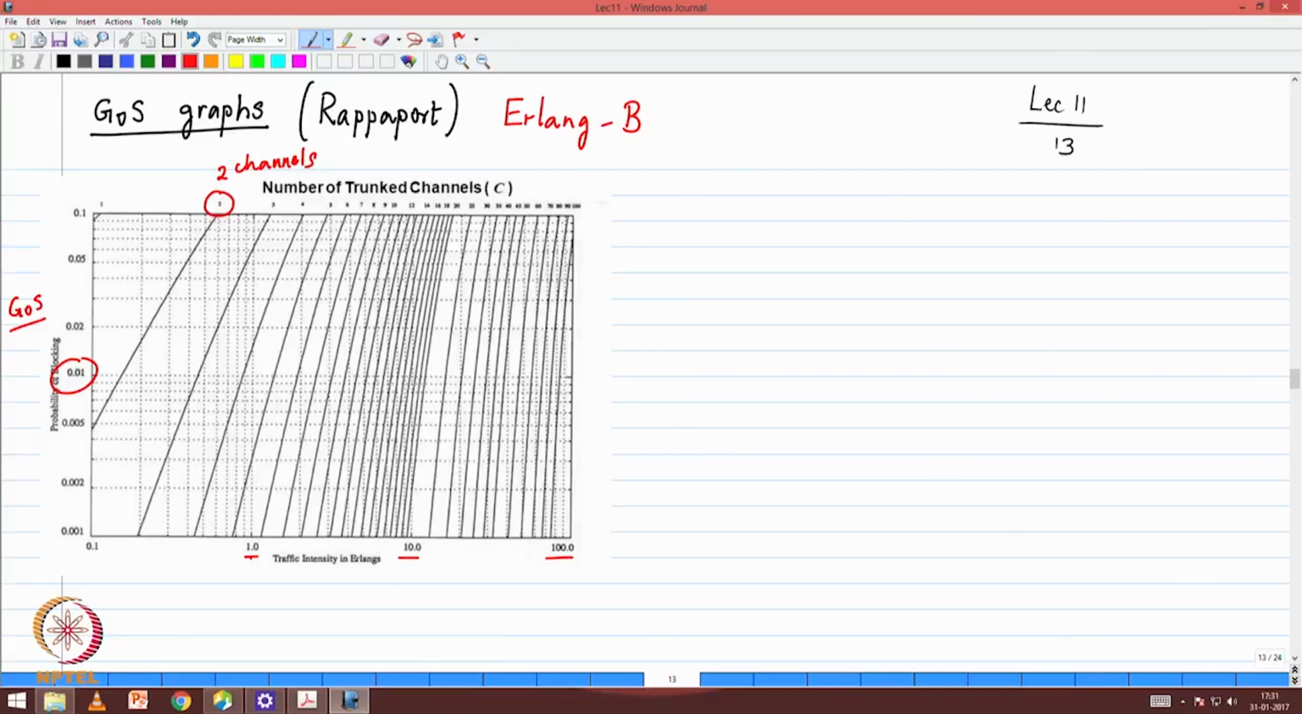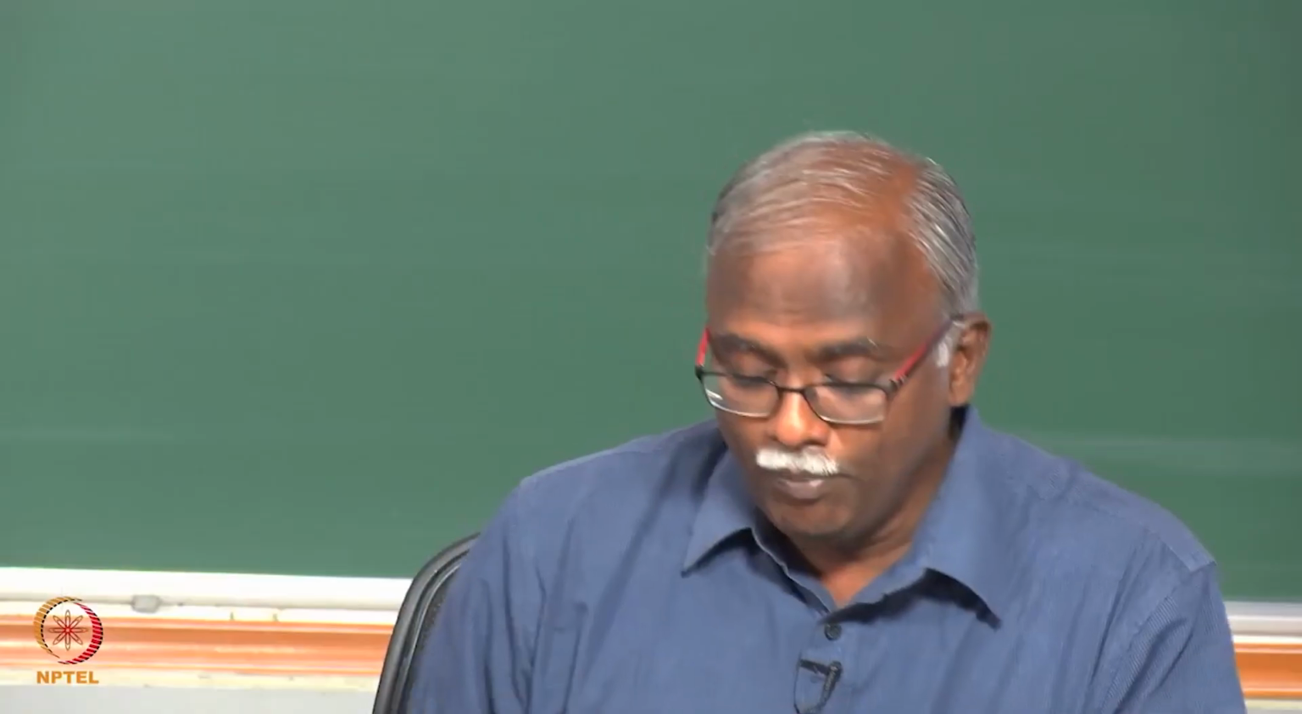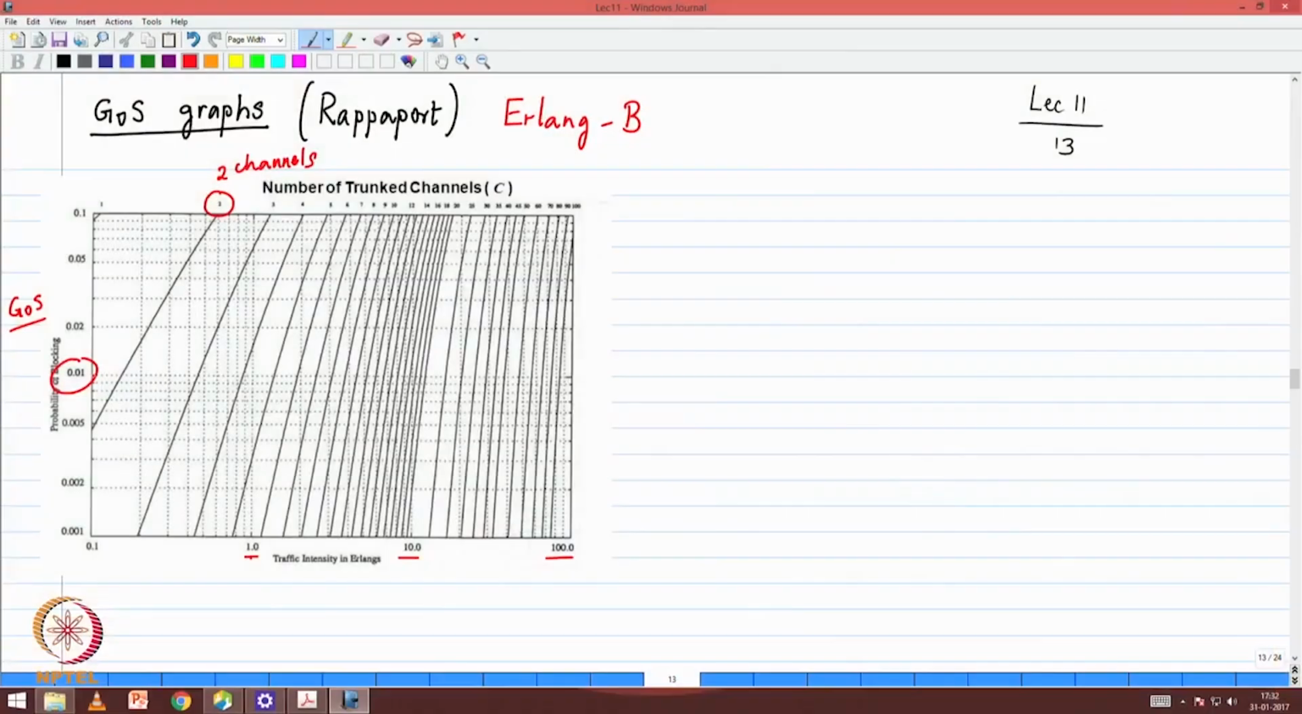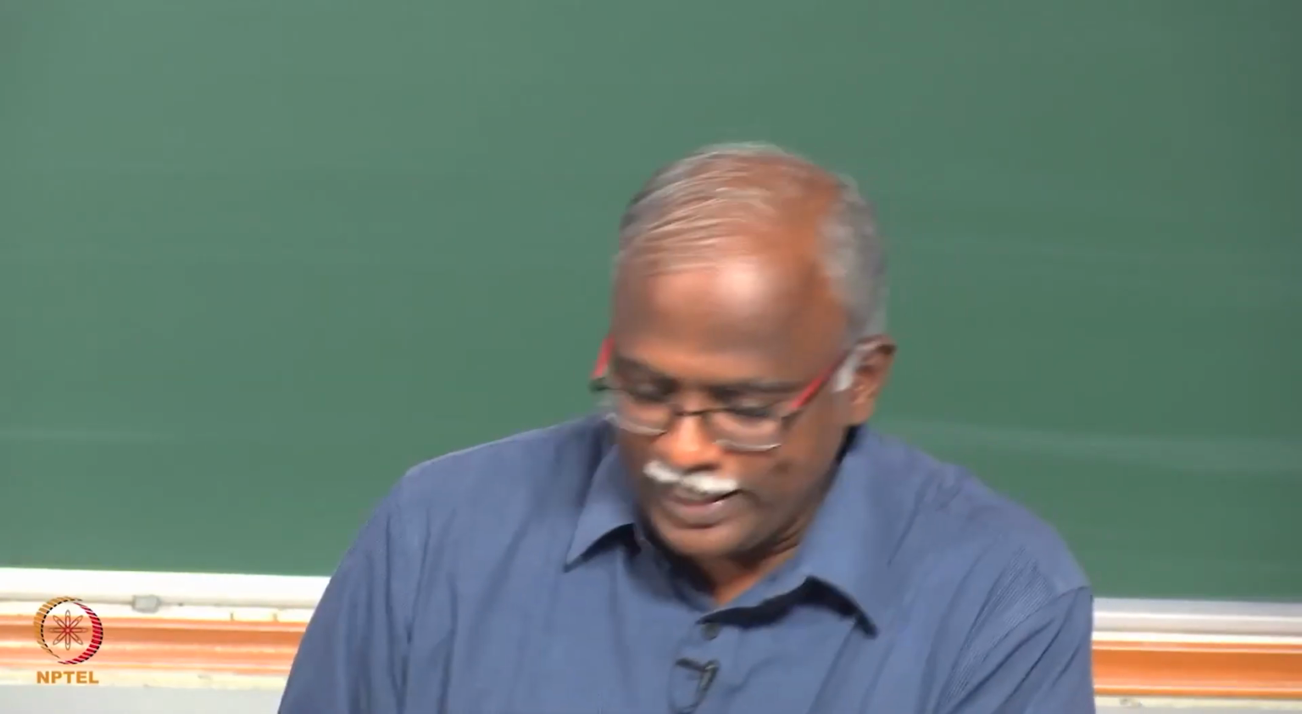So if I have 2 channels and I want a blocking probability of 1%, then I look at the 1% line, then I map it down, and the traffic has to be 0.17 Erlangs. That's all I can carry if I have only 2 channels. So this is a very useful chart. However, keep in mind, these are very steep graphs, so you have to get your readings fairly accurate. Don't do gross approximation, because then your answers will be quite inaccurate.